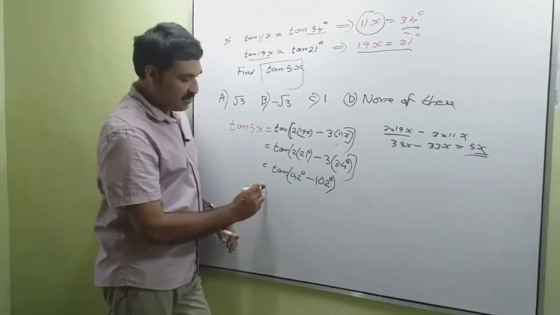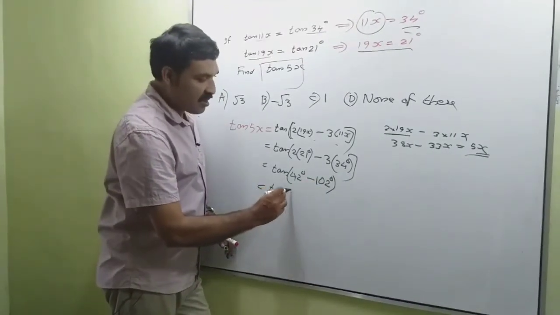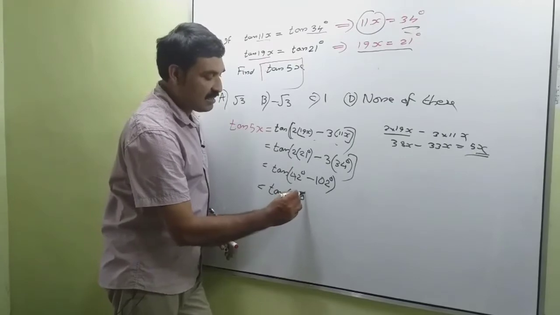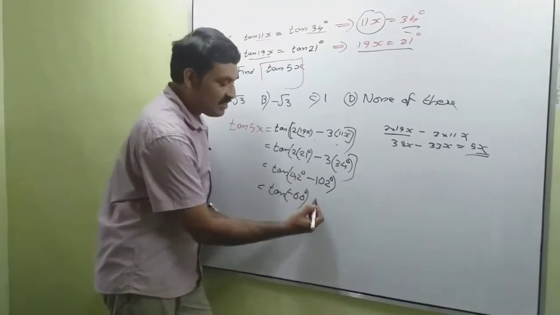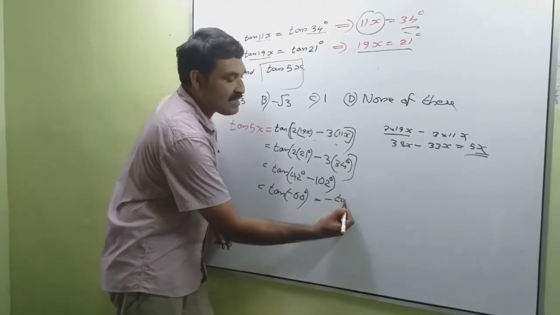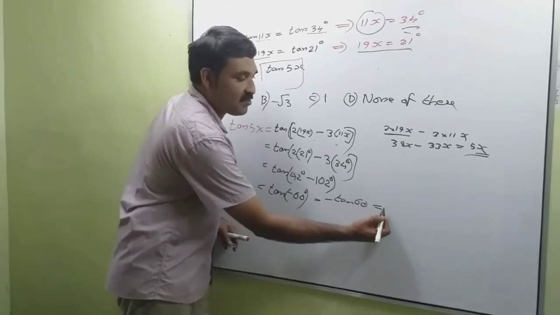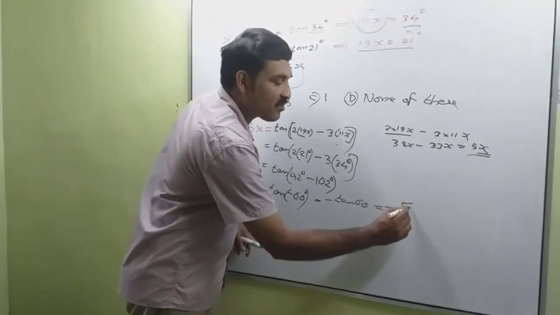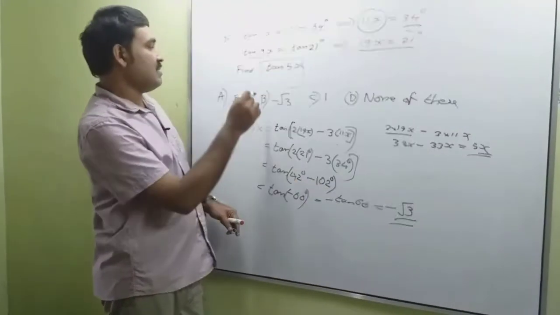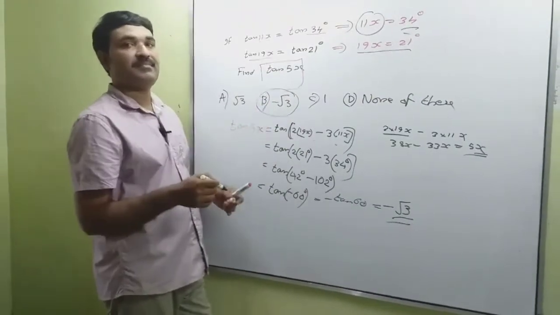Okay. So this is equal to tan of minus 60 degree. Tan of minus theta is equal to minus tan theta. So this is equal to minus tan 60, that is equal to minus of root 3. So the answer is option B.